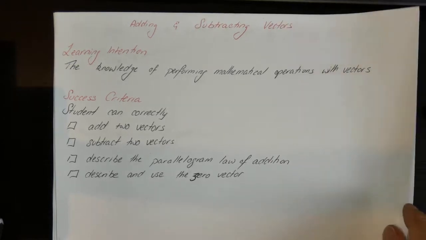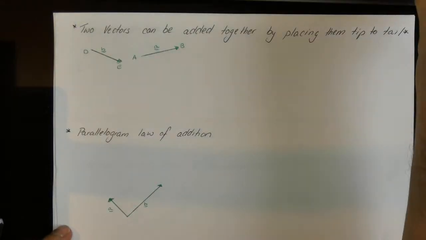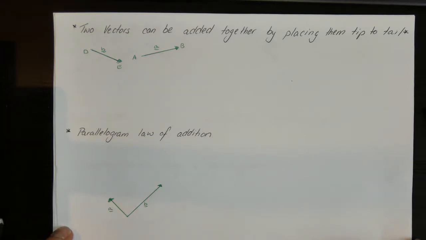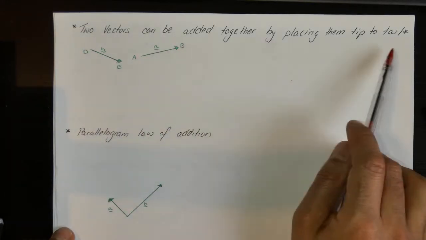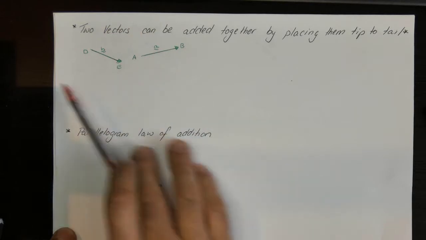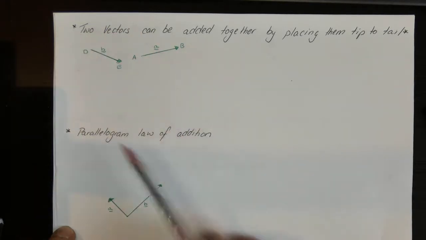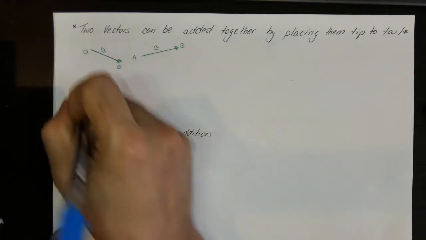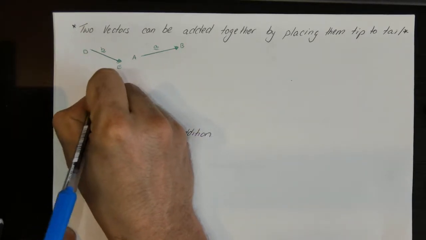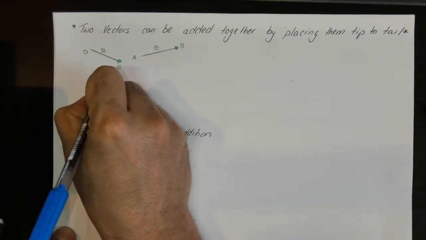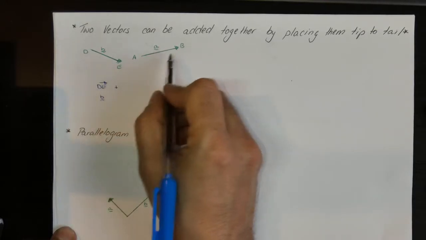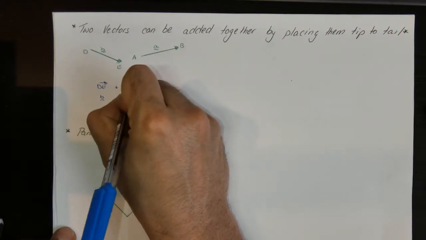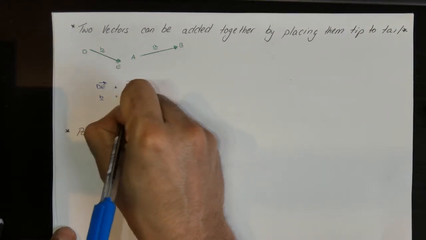Okay. So remember, a vector is a quantity that has both size and direction, so a length and direction. If we have two vectors, they can be added together by placing them tip to tail. These are displacement vectors. They're anywhere in the plane. So I have the vector here of D to E, and we're going to call that vector B. And we're going to try to add it to vector AB, and we're going to call that A.